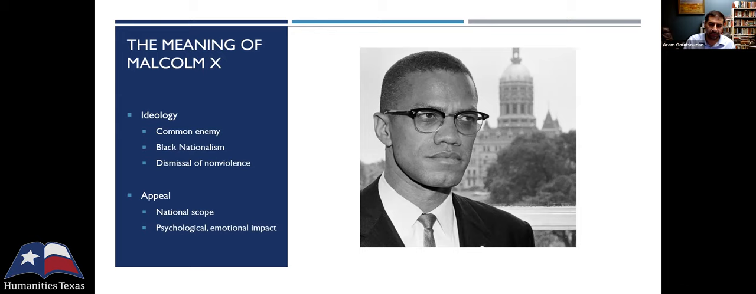And so Malcolm X, of course, is appealing to a different audience. He's coming from a different background. As we think about how we critically analyze sources, this is key.